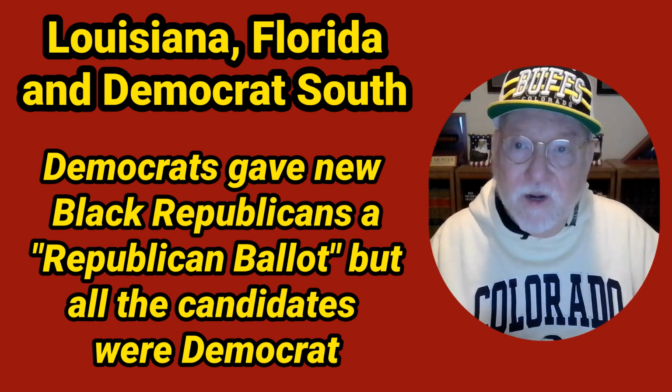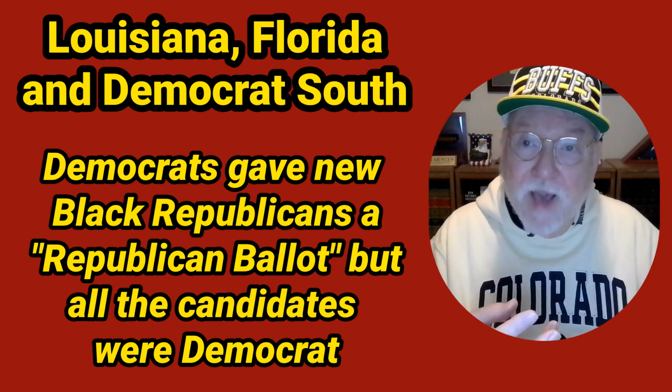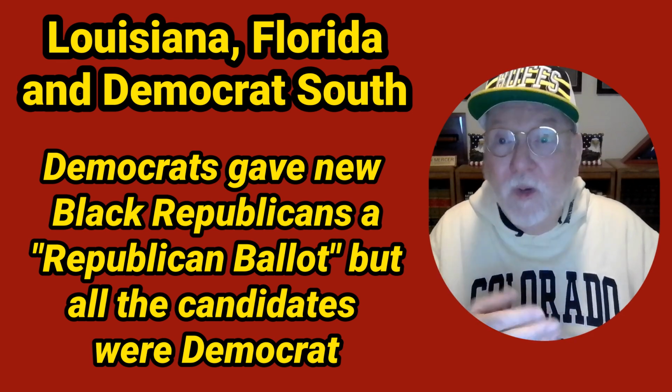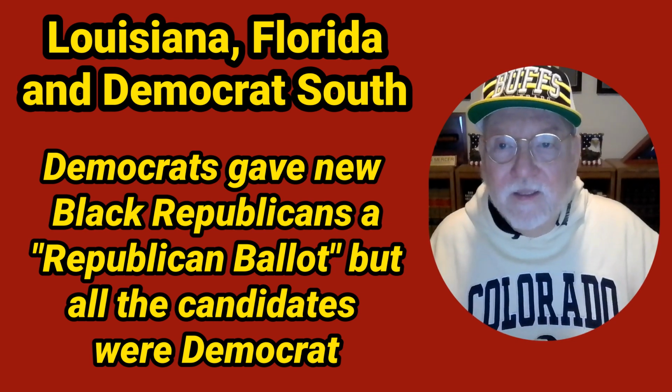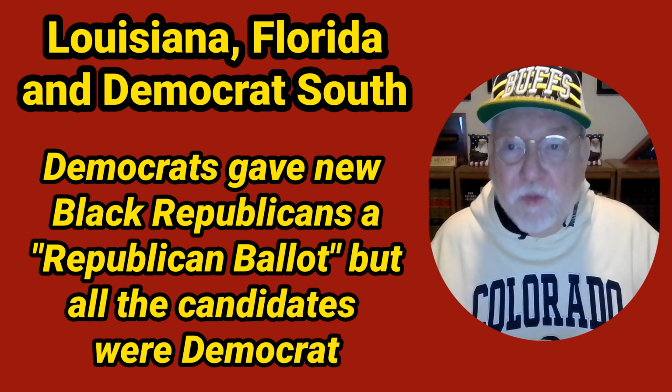They had symbols there, but some of these new black voters were illiterate, and they gave them ballots that were a Republican ballot, but the names inside were all, guess what, Democrat. So the fraudulent ballots, the repeaters, and the violence were all throughout the solid Democrat South.